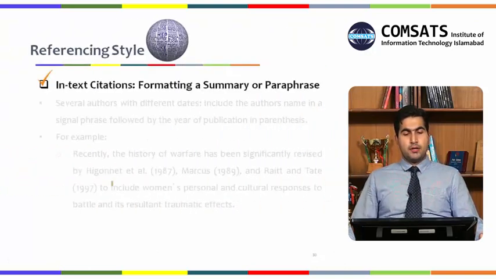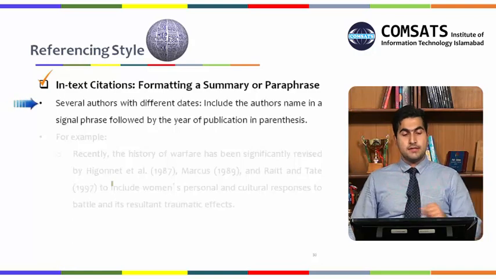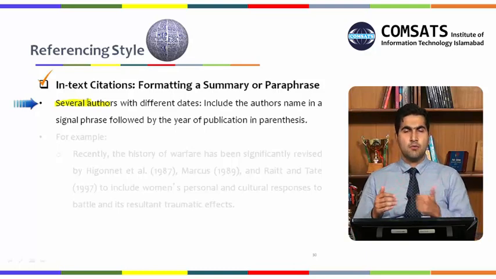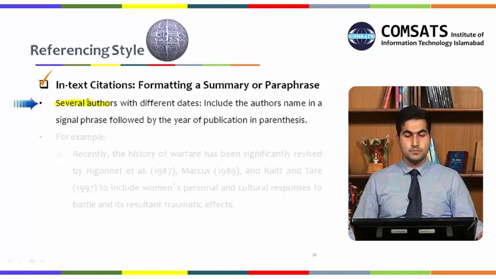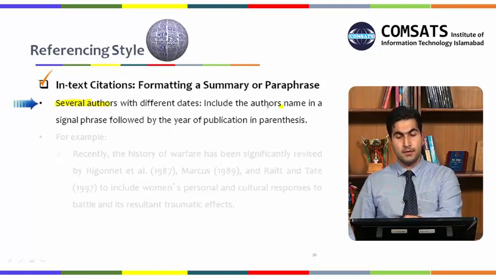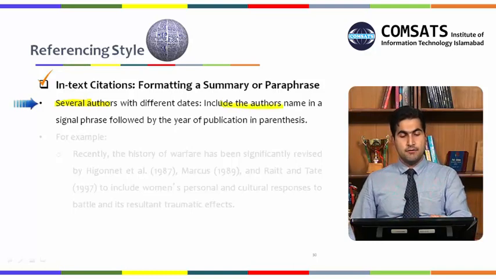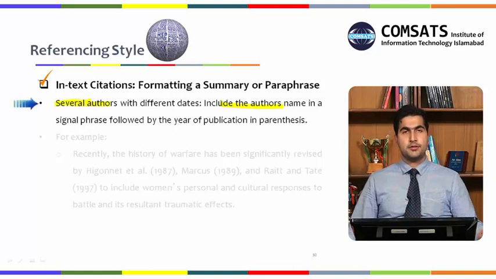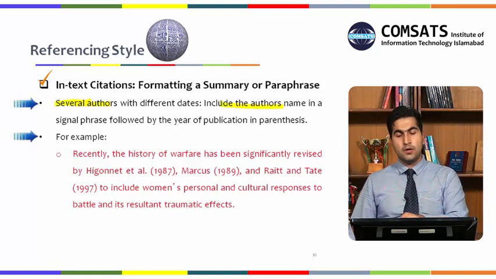In case of formatting a summary or paraphrase with several authors, now we're going to look into when there is more than one author, then what are the points which have to be kept in mind. Include the author's name in a signal phrase followed by the year of publication in parentheses. Now there are more than one authors and there are different years as well. So in that case, you have to mention different authors.